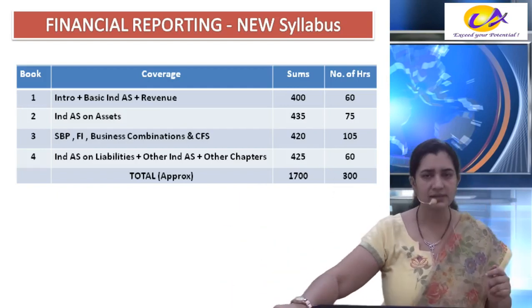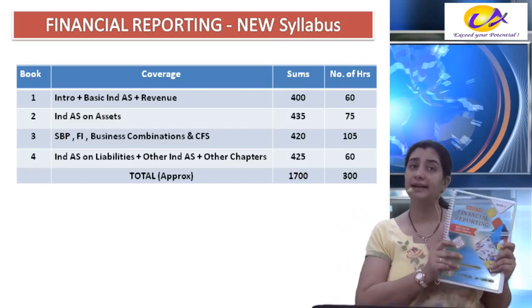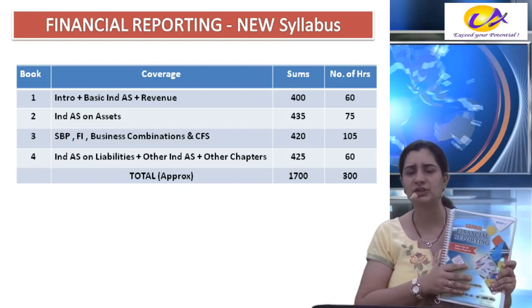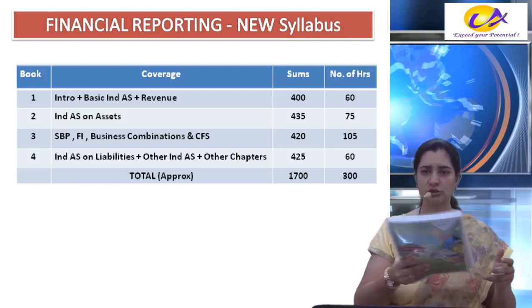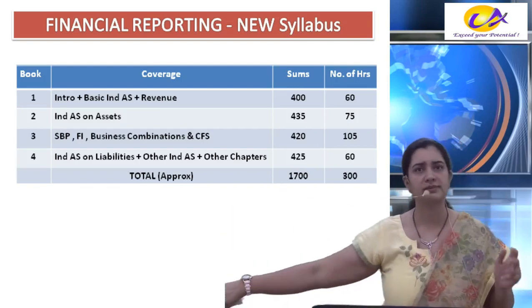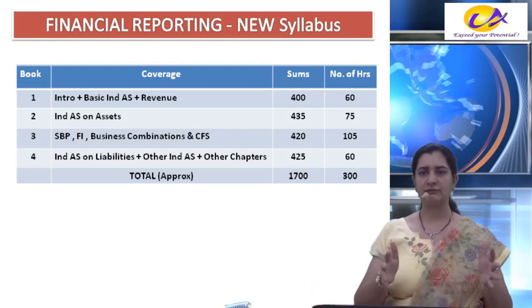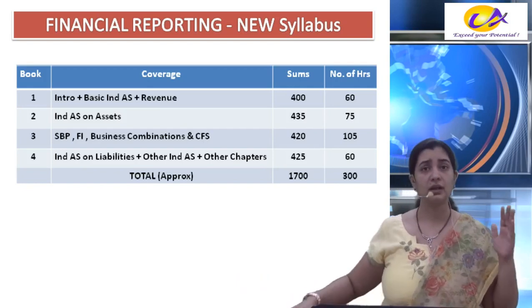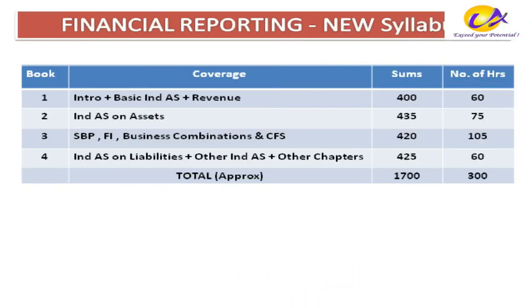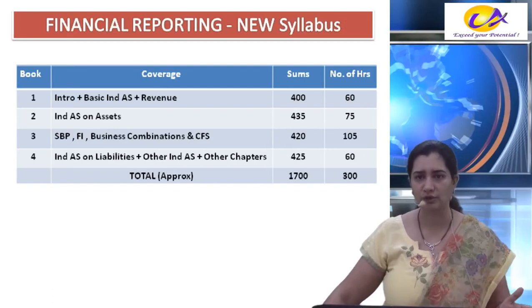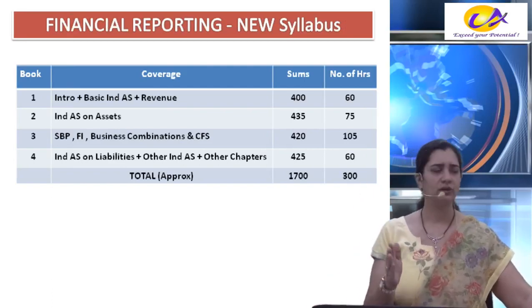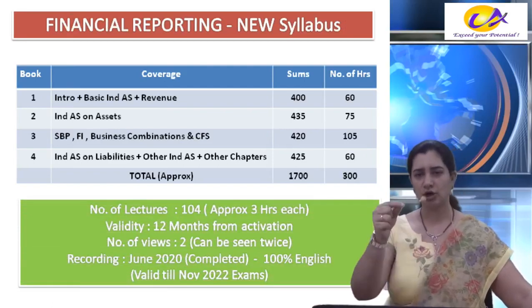And the last and final book is all your other Ind AS. You have Ind AS on liabilities here and your small chapters. This has also got around 420 odd problems, 60 hours covered. So you can see I've covered the entire course in around 300 hours, and we have almost 1700 problems which have been solved. So it's going to be a vast coverage, as I already told you, and you will get all these simple features.